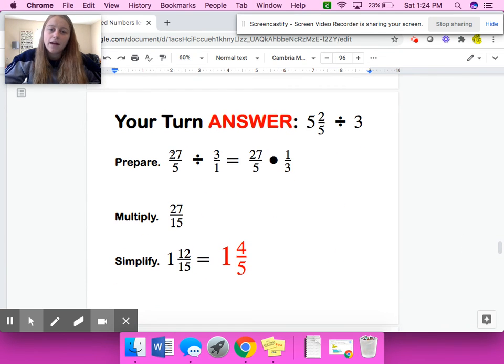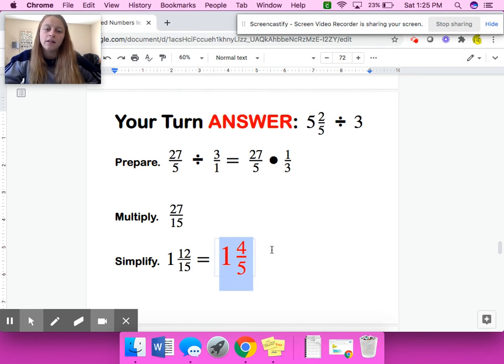We've prepared by changing our mixed to improper, our whole number into a fraction. Then we continue to prepare by multiplying by the reciprocal instead. That gives me 27/15. I need to simplify, so I get 1 and 12/15, but that's not as simple as it can get. I can divide a 3 out of both of those numbers to give me my final answer of 1 and 4/5. How did you do?